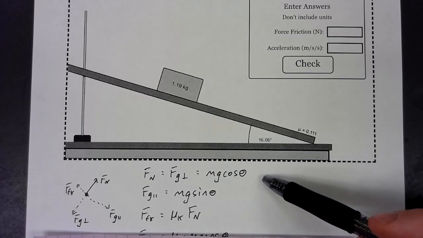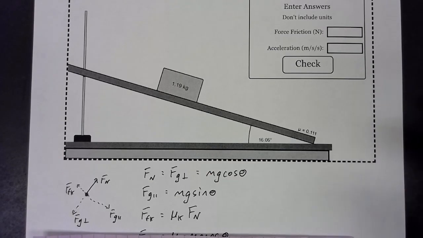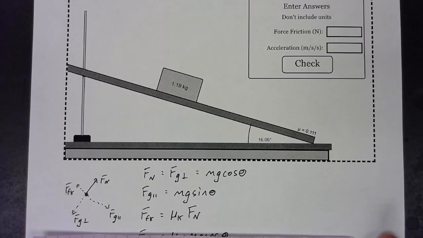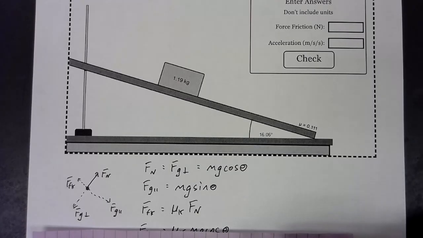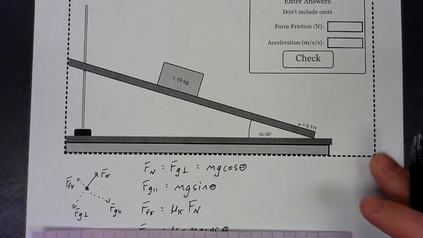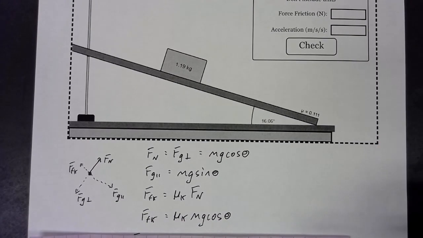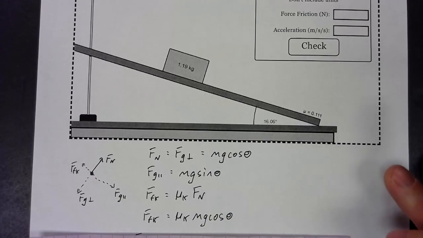Force normal is going to be equal to force gravity perpendicular, so mg cosine theta. Force gravity parallel, mg sine theta. And then our expression for kinetic friction would be mu sub k times the normal force. So plug in for the normal force based on that component of gravity.